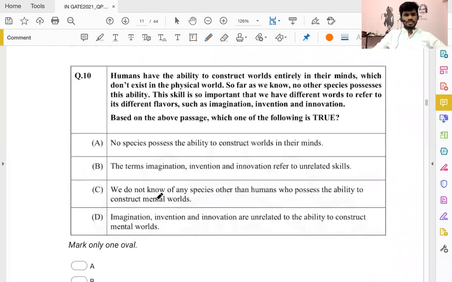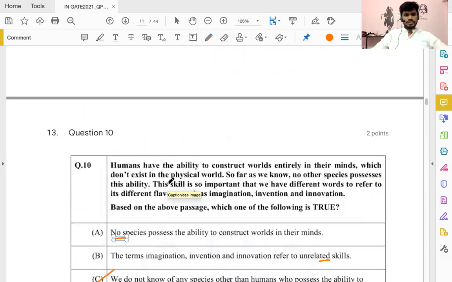I suppose this is very, very straightforward. No, not correct. Okay. Unrelated skills, of course, I don't think it matters. No, this again is not intended. C is correct.